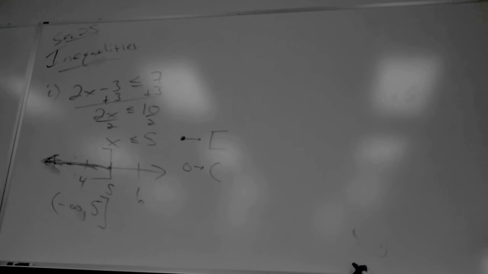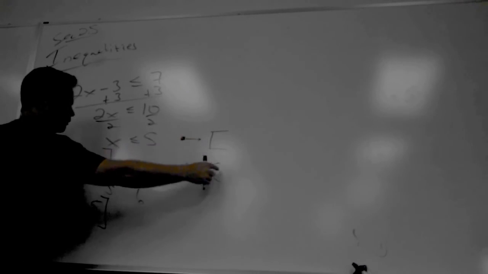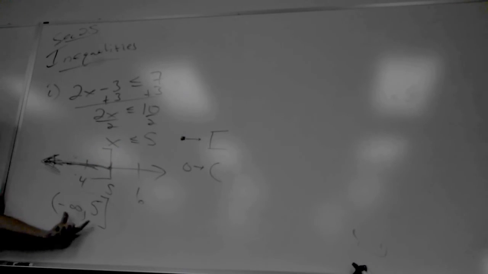Negative infinity in this case. Okay, maybe. Let's do another problem. So what's the only real new thing up here is these symbols, the bracket and the parenthesis. Does this make sense? This is just another way to say the same thing this is saying, right?